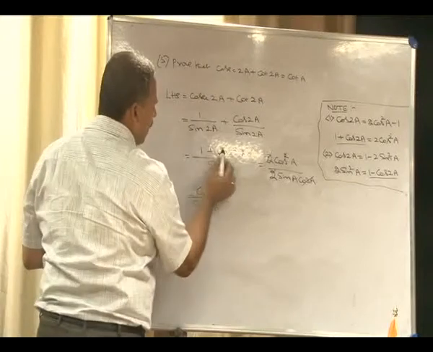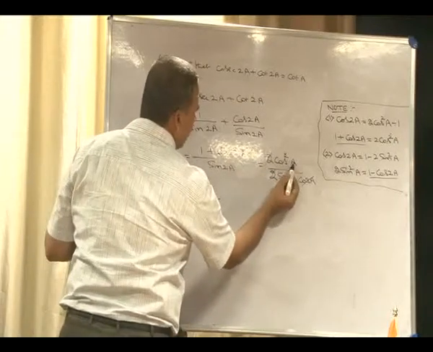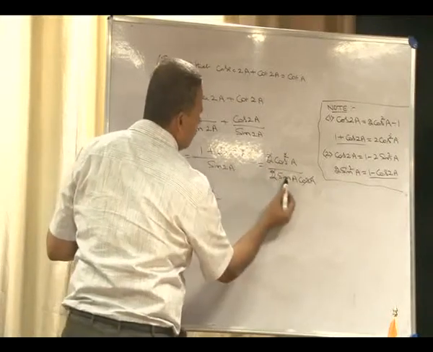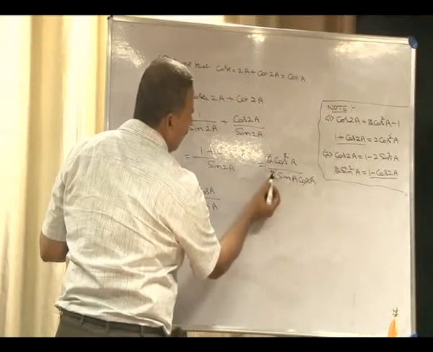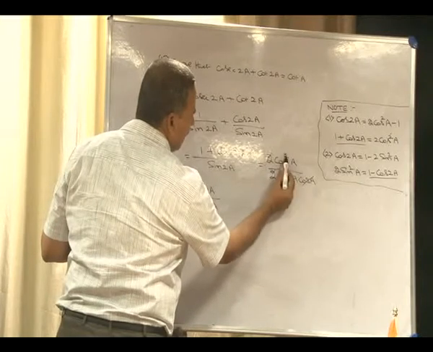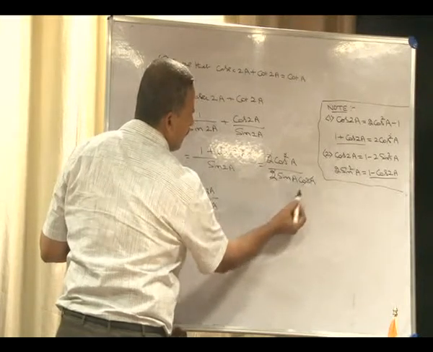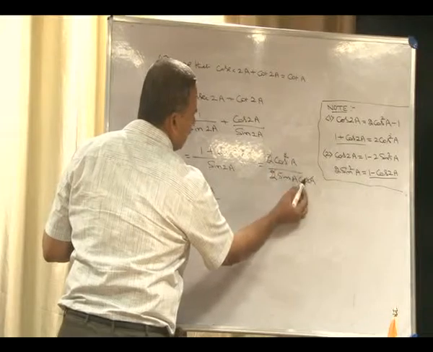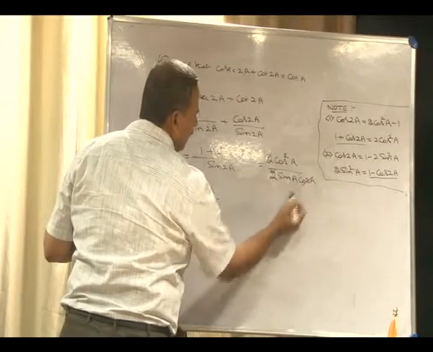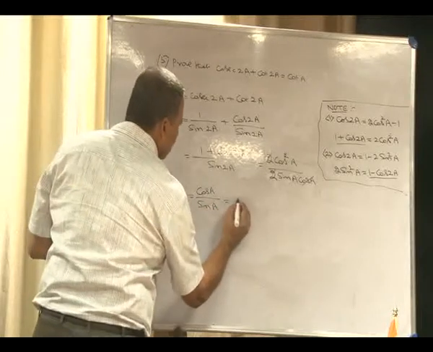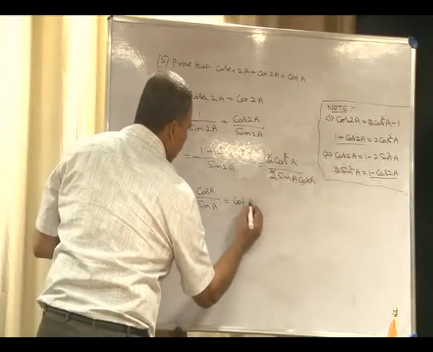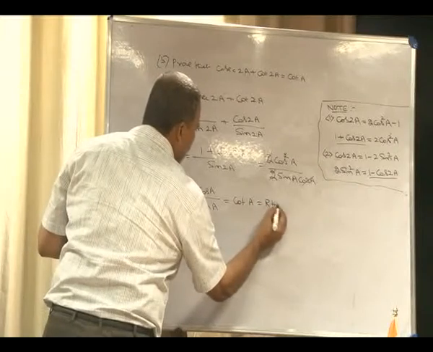Here 1 plus cos 2A is 2 cos square A, sin 2A is 2 sin A cos A. Both numerator and denominator have 2 and cos. In the numerator cos square A, in the denominator cos A. In the numerator the power cancels, in the denominator cos A cancels. So we get cos A by sin A. Cos A by sin A is cot A. That is equal to RHS.